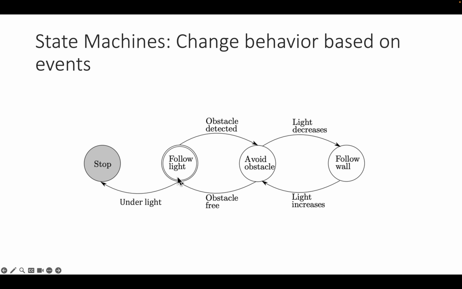I can even do something smarter. If I avoid the obstacle and thereby turn away from the light, so the light decreases, I could go into a new mode called wall following, where I drive along the wall until the light increases again. That means I have been turned around the obstacle and approached the light source again, where I then jump off the obstacle by avoiding it and drive toward the light until I'm under the light and stop.